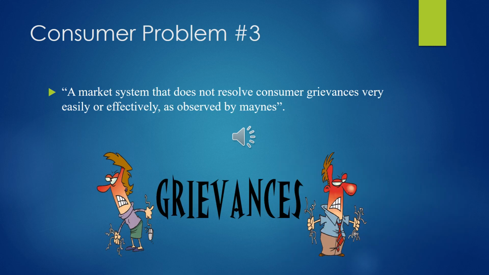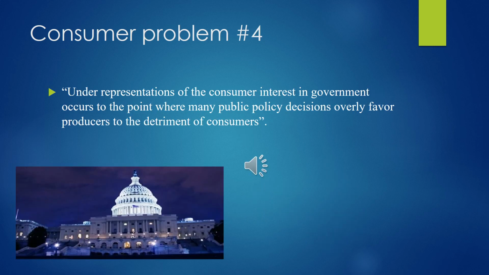Consumer problem number 3, a market system that does not resolve consumer grievances very easily or effectively. Consumer problem number 4, underrepresentation of the consumer interest in government, to a point where many public policy decisions overly favor producers to the detriment of consumers.